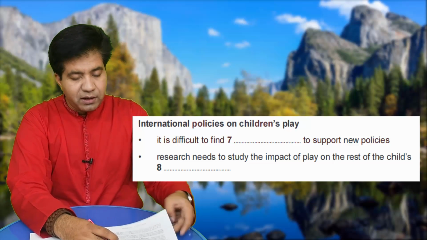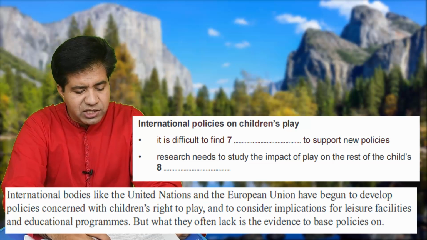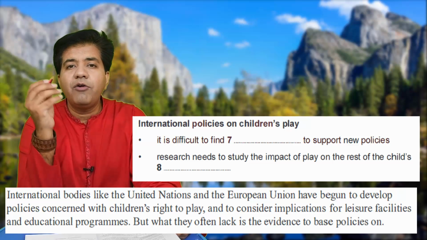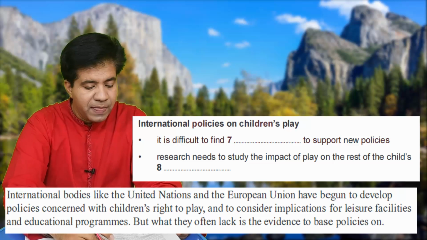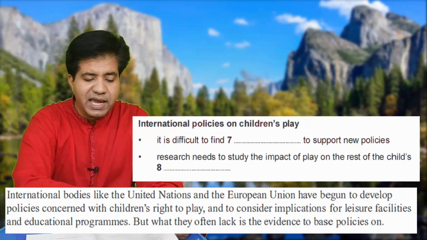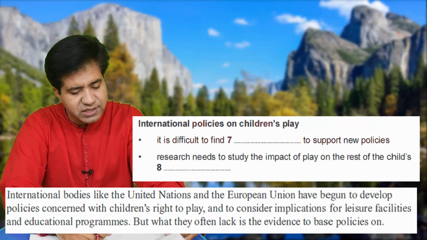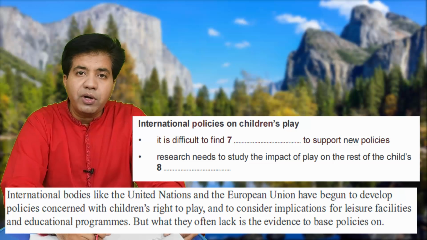The next paragraph, now you can see this paragraph, it says international bodies like the United Nations and European Union have begun to develop policies. Now from the word policies we understand they are going to talk about policies here. Concerned with children's right to play. Once again I refresh the question. The question says it is difficult to find dash to support new policies.